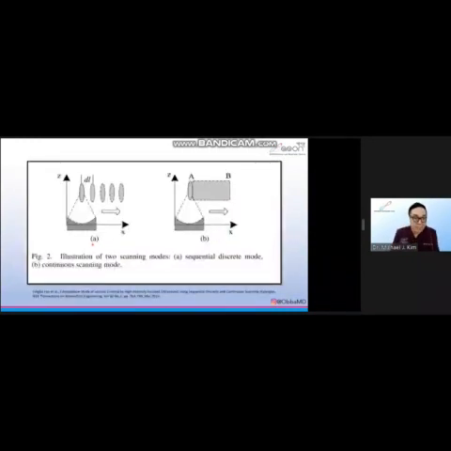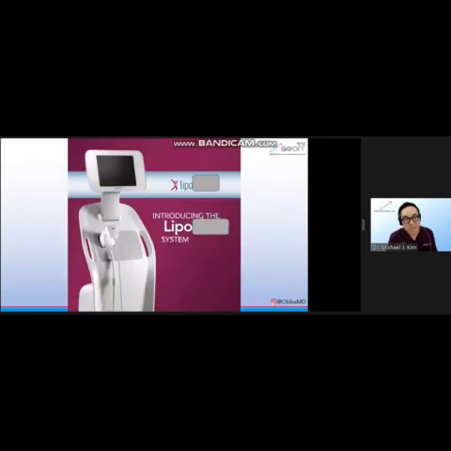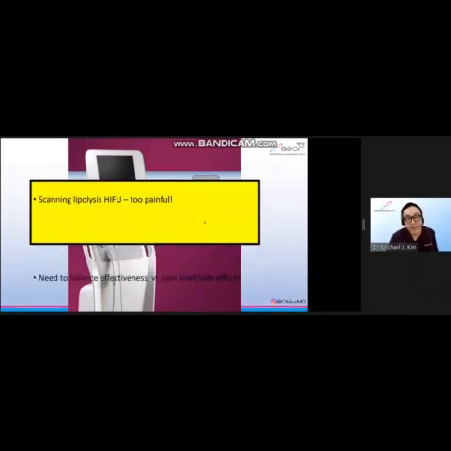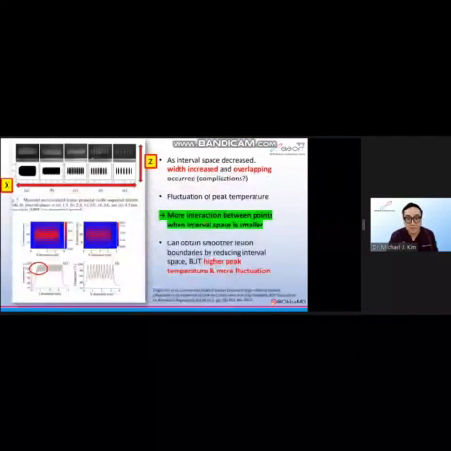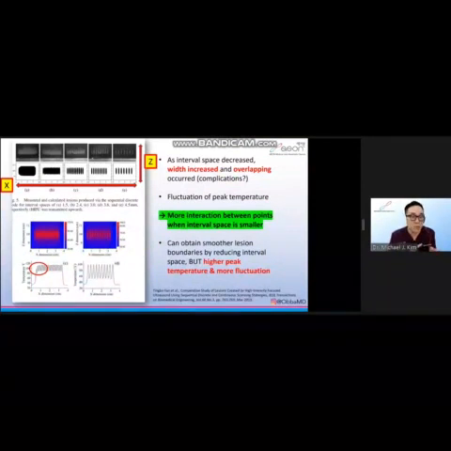Here on the left is the dot type HIFU we know about, and on the right is the linear type of HIFU. And actually for some time, we've had this linear HIFU for body lipolysis, but as many will know, it's very painful. So we need to balance the effectiveness with the pain level and side effects. Now, this is a very important paper that I feel forms a basis of understanding the two different types of HIFU energy and how they differ.